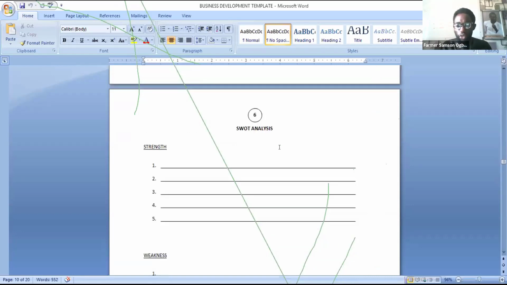Then next is your SWOT analysis. What is the strength of your business? That's very important. We need to know what makes your business unique.